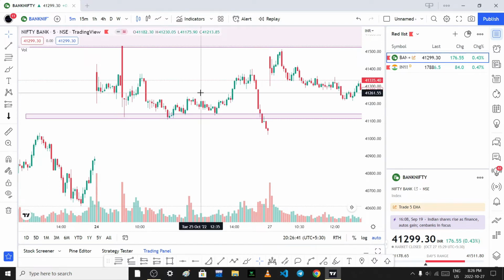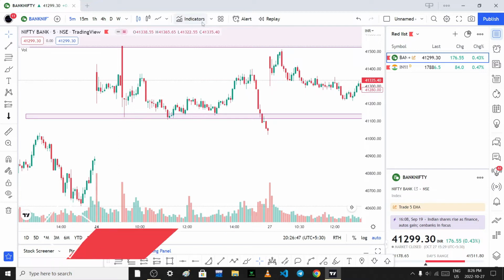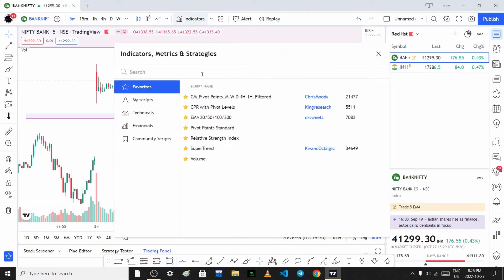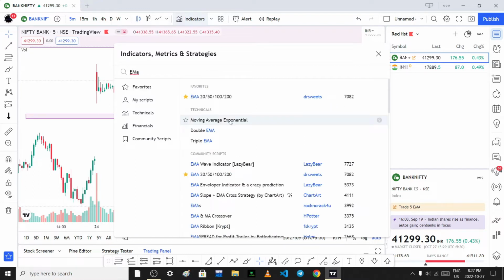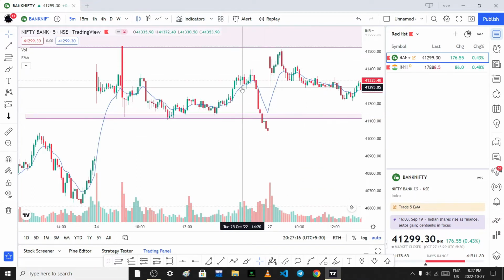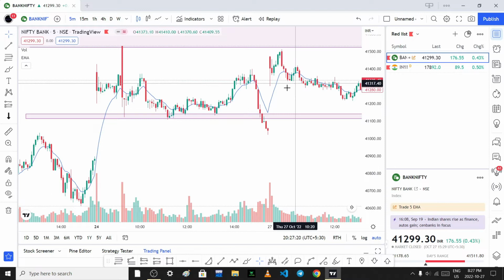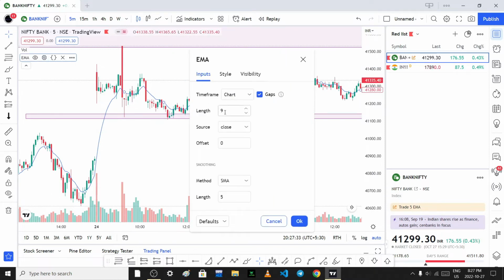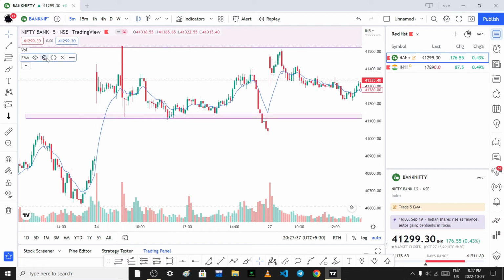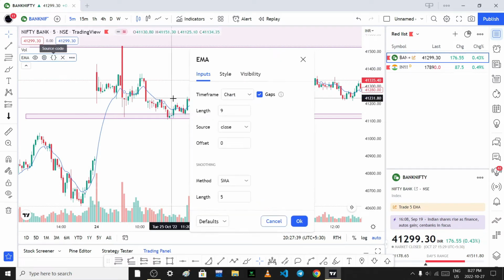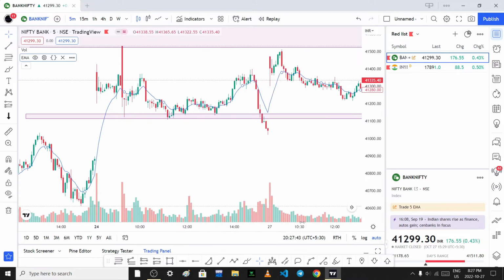We want to set up a particular indicator known as EMA. To put this indicator on the chart, simply click on the indicator section and type EMA. Here you get the indicator known as moving average exponential. By clicking on this, you will get this indicator applied on your charts. By default, this indicator is based on the length 9, so we have to simply change its length to 5. Click on the settings option, then change the length to 5 and apply this on the chart.